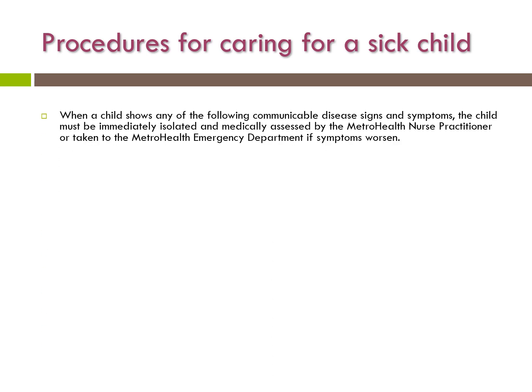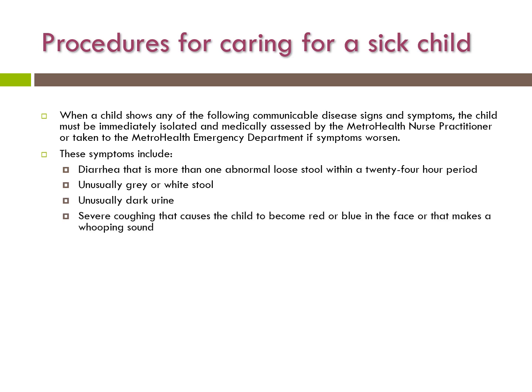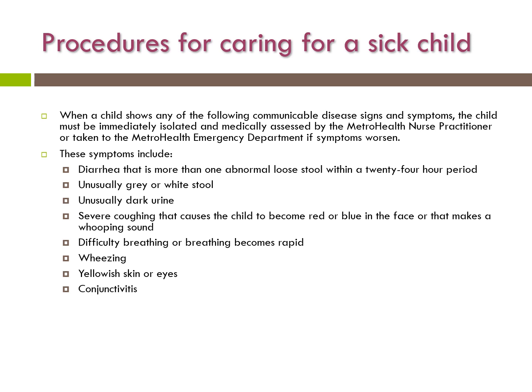When a child shows any of the following communicable disease signs and symptoms, the child must be immediately isolated and medically assessed by the Metro Health nurse practitioner or taken to the Metro Health Emergency Department if symptoms worsen. These symptoms include diarrhea that is more than one abnormal loose stool within a 24-hour period, unusually gray or white stool, unusually dark urine, severe coughing that causes the child to become red or blue in the face or that makes a whooping sound, difficulty breathing or breathing becomes rapid, wheezing, yellowish skin or eyes, conjunctivitis, fever of 100.4 degrees Fahrenheit with other signs of illness, stiff neck, or untreated infected skin patches.